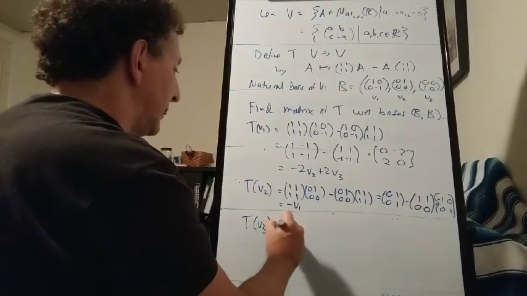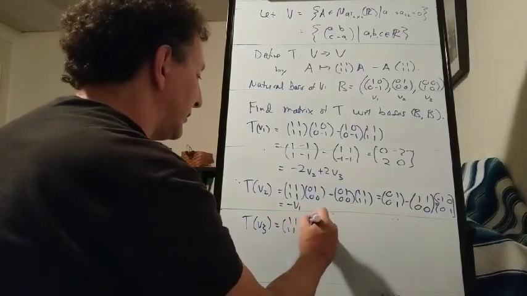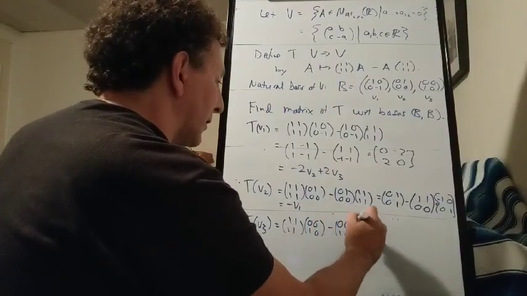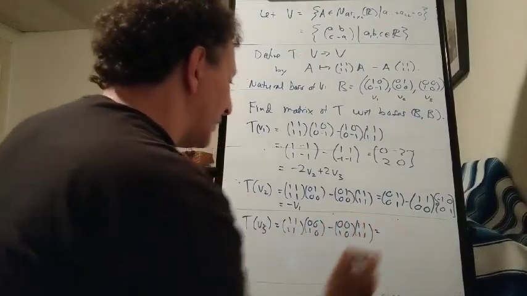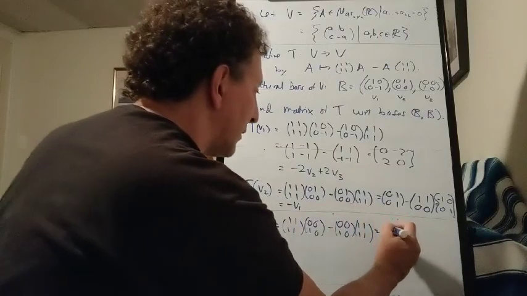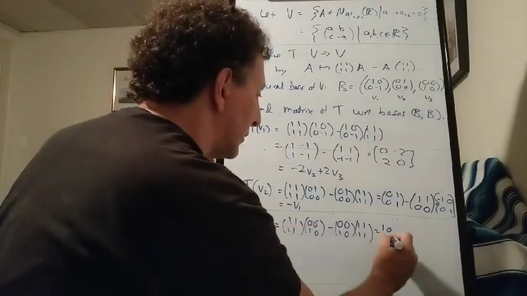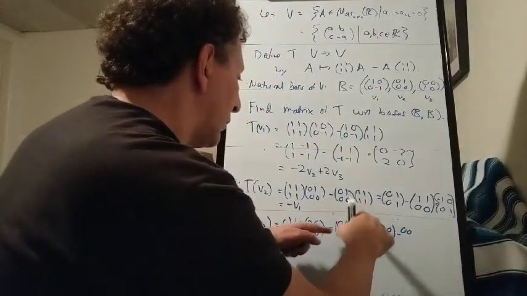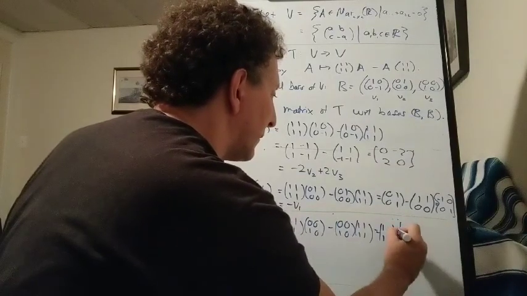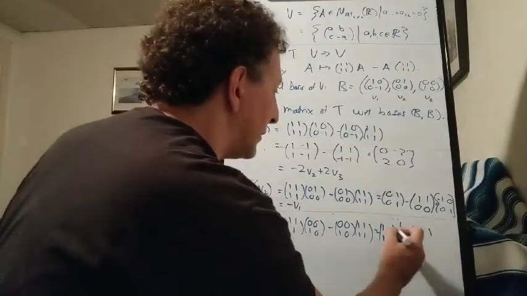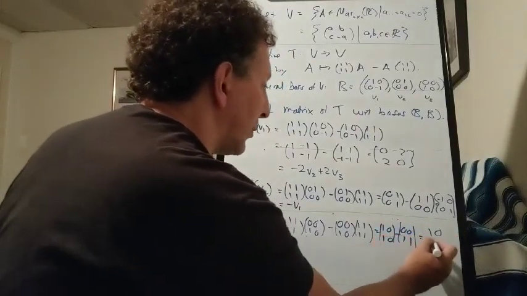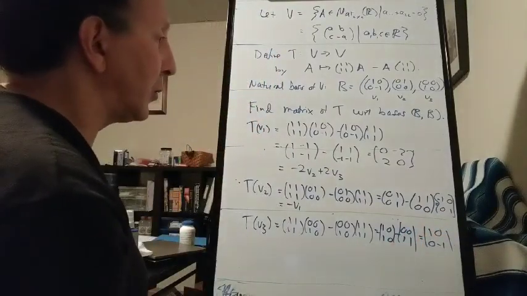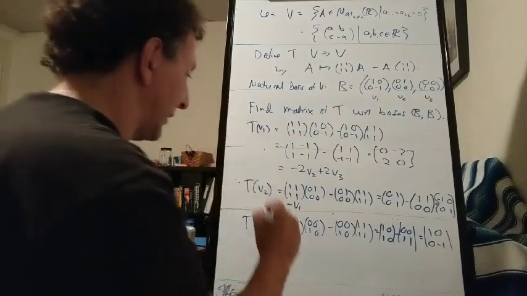And T of V3 is [1, 1; 1, 1] times [0, 0; 1, 0] minus [0, 0; 1, 0] times [1, 1; 1, 1], which is [1, 0; 1, 0] minus [0, 0; 1, 1], which is 1 minus 0 is 1, 0 minus 0 is 0, 1 minus 1 is 0, 0 minus 1 is negative 1. So that equals V1 without a minus sign.